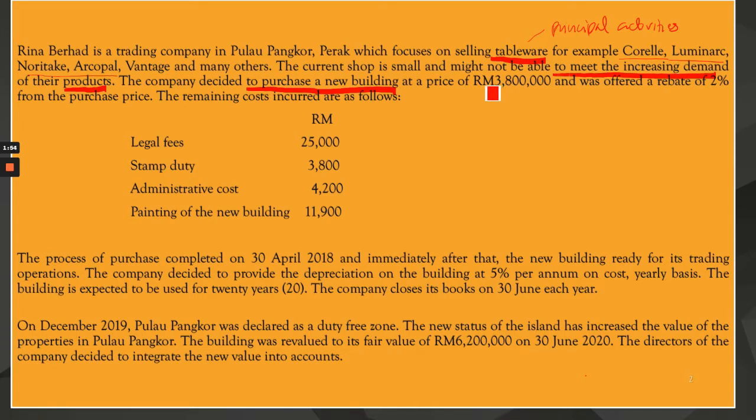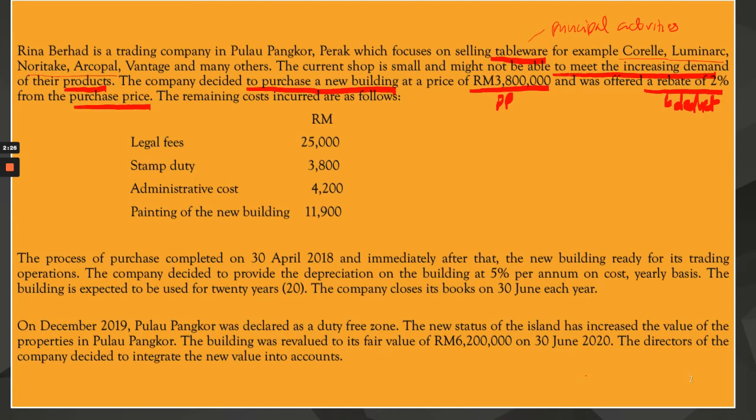And the price of the building is 3.8 million. This 3.8 million is just the purchase price. You are also offered a rebate of 2%. A rebate of 2% is normally deducted from the purchase price, so this one you will need to deduct. So we assume the rebate is given.